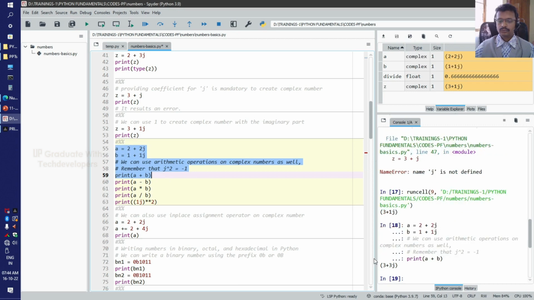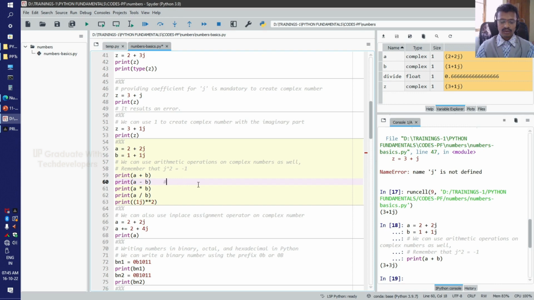So look at here, the result is 3 plus 3j. 2 plus 1 is 3 and 2 plus 1 is 3. Similarly the subtraction, a minus b. The real parts will be subtracted separately and the imaginary parts will be subtracted separately. But the thing is, this subtraction is going to take place like this.